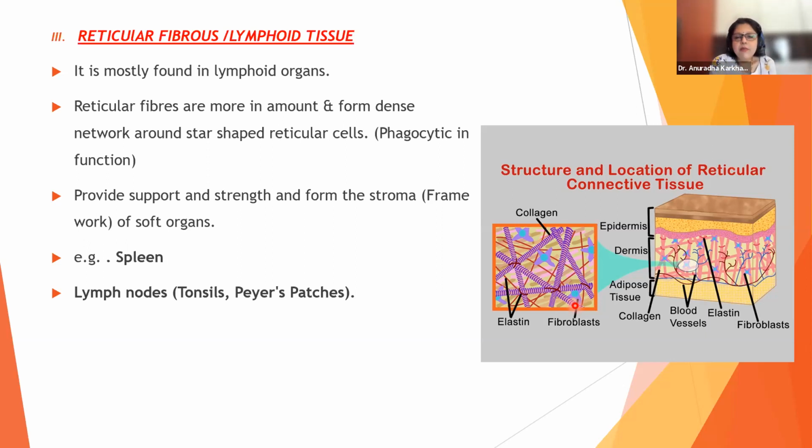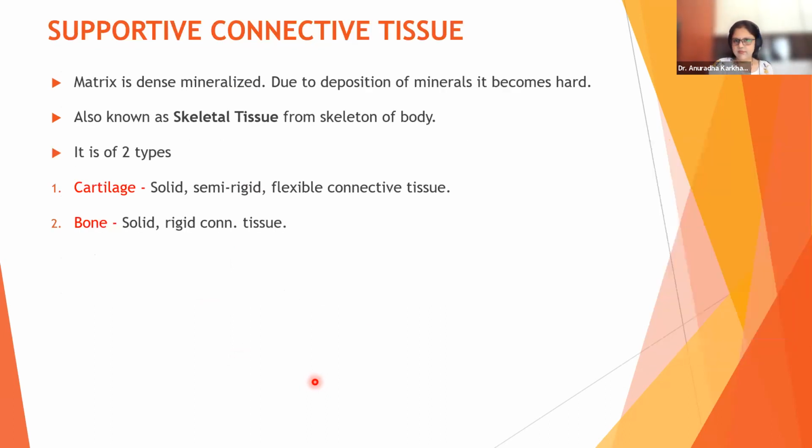Examples are lymphoid tissues. Spleen is an example of lymphoid tissue. Lymph nodes, tonsils, Peyer's patches. We have done all these things. I hope you recollect all these names. They are going to have this reticular fibrous tissue. Okay, fine. So these are the three types of tissues which are going to be a part of your connective tissue. Okay, that's all with your connective tissue proper.